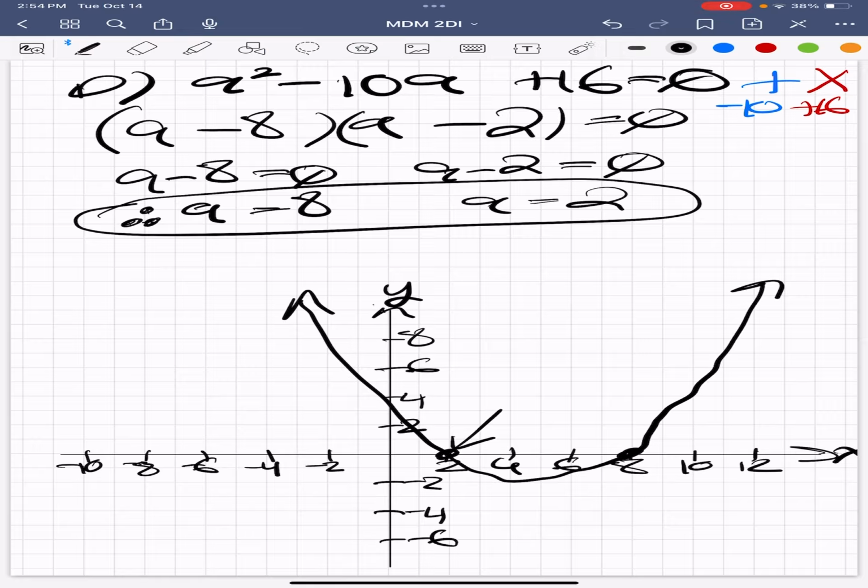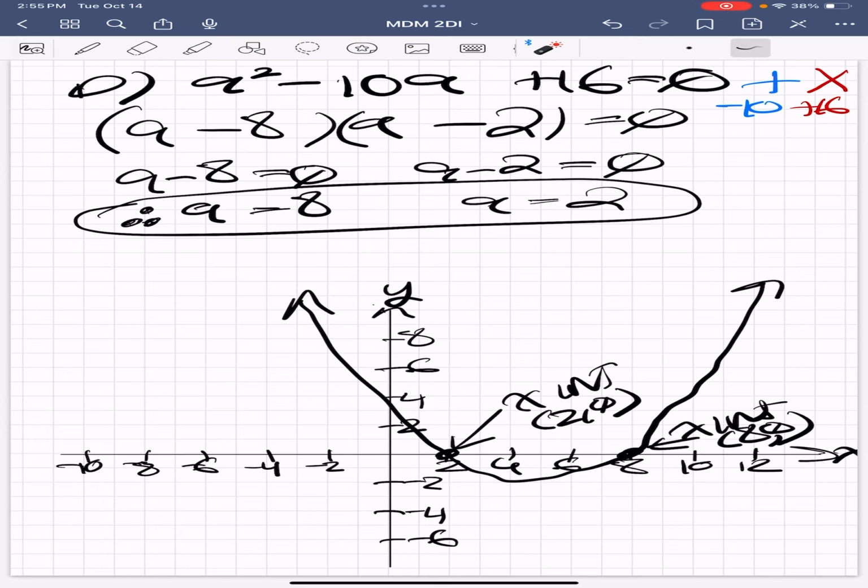And that's our x-intercept 2, comma 0, x-intercept 8, comma 0. And there you go. So as you can see, these two add up to negative 10 and then multiply to positive 16.